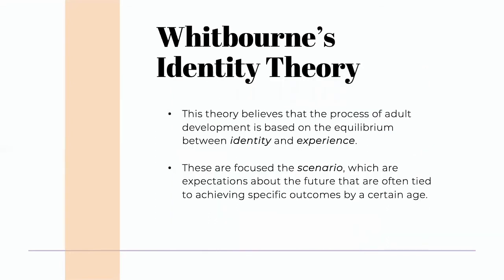So the text says that Whitbourne's theory believes that the process of adult development is based on the equilibrium between identity and experiences. These are focused on scenarios, which are expectations about the future, that are often tied to achieving specific outcomes by a certain age.